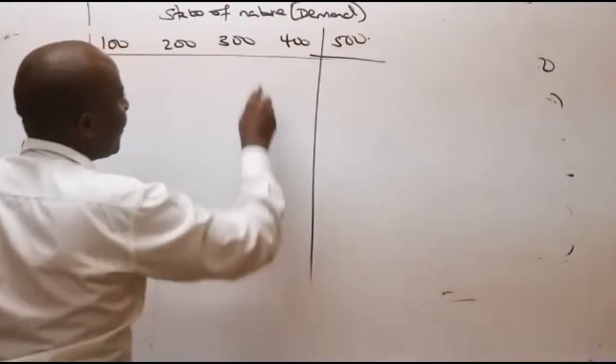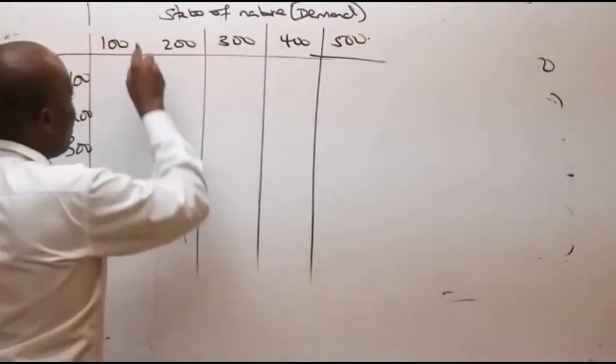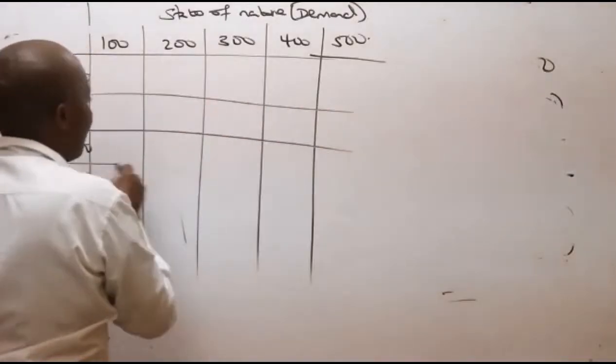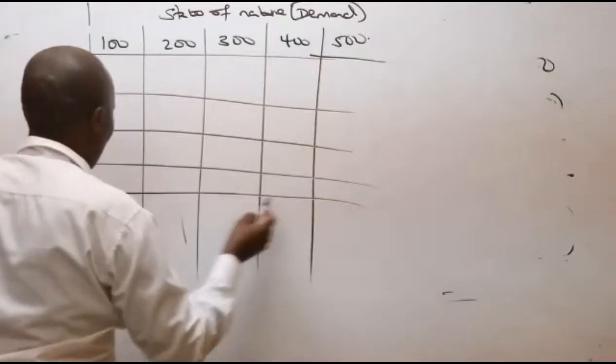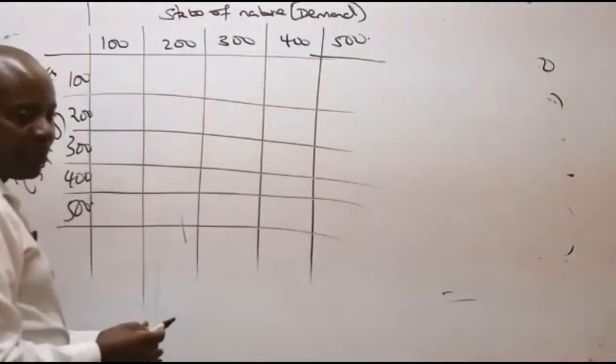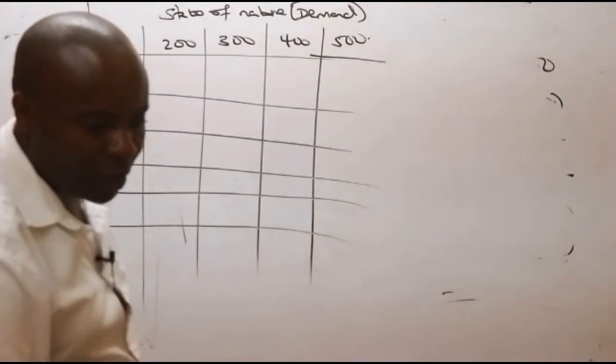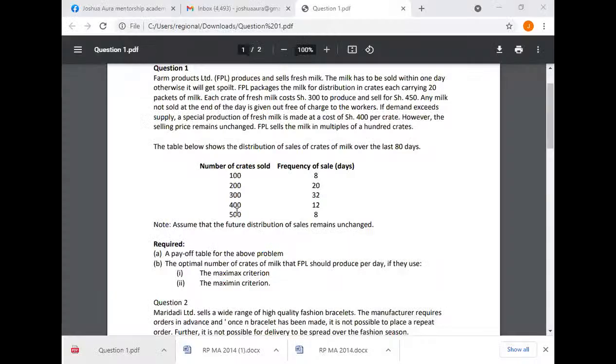So then, ladies and gentlemen, what we're going to do is to have our cells. Where did I get this 100, 200, 300, 400, all the way up to 500? Where I got them from, ladies and gentlemen, is here. In this particular question that you happen to be having on your WhatsApp, they have told us number of crates sold. You can see from 100 to 500, right? So these are the ones that I've worked around to be able to get the supply and the demand. So ladies and gentlemen, we can now read here.